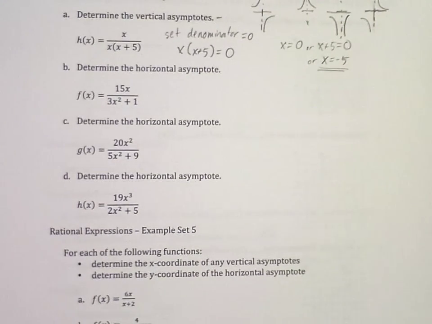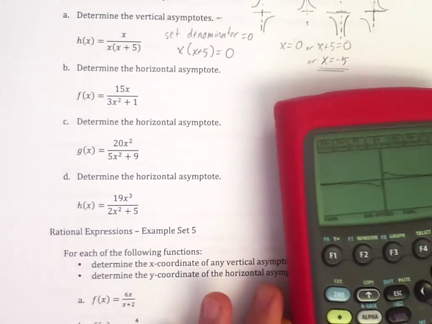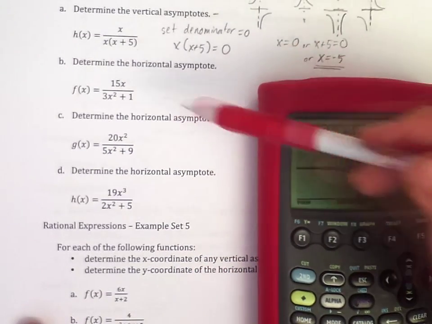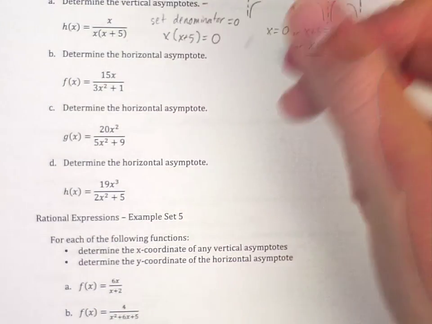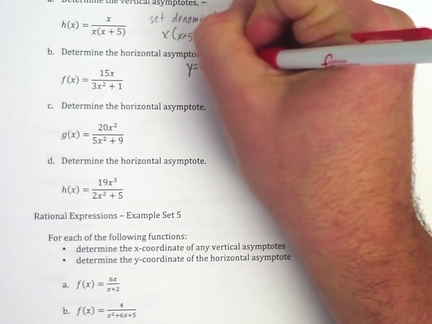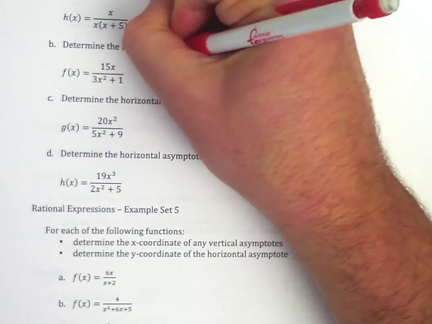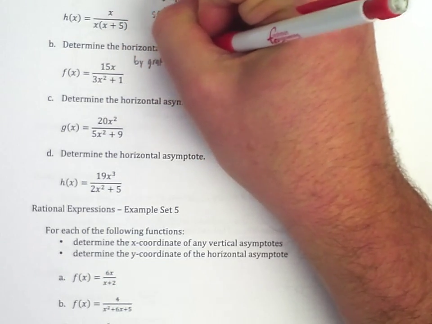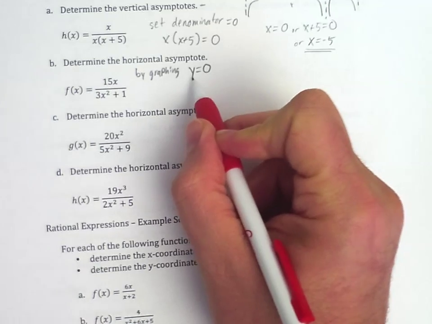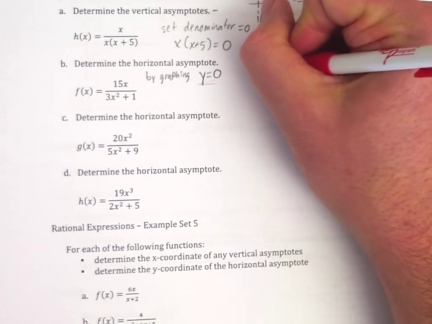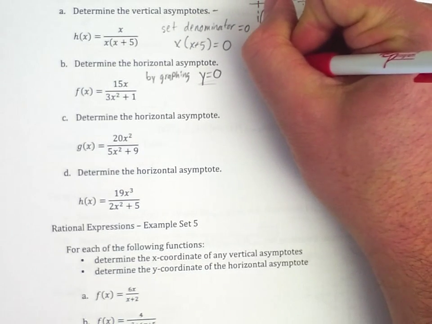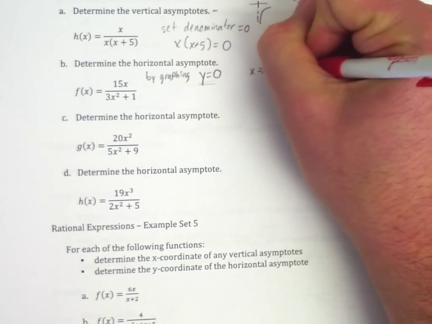So again, on part B, we want to find the horizontal asymptotes. And so if we graph it, we see that it looks something like this, the expression 15x over 3x squared plus 1. So it looks like as it goes to infinity or negative infinity, it seems to be going to 0. So it looks like the answer would be that y equals 0. Now how could we know that? Well, what we're talking about here for asymptotes is generally what is happening as x goes to infinity.